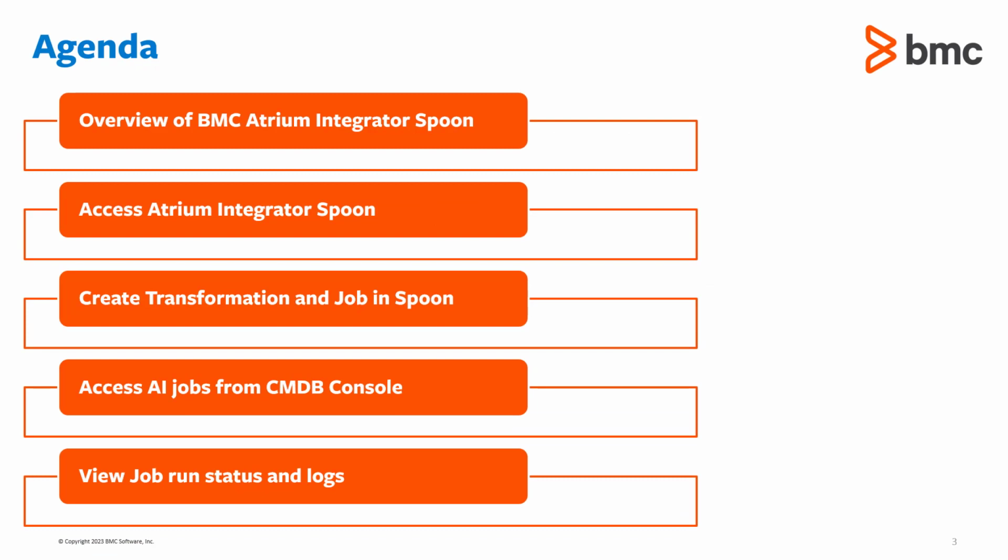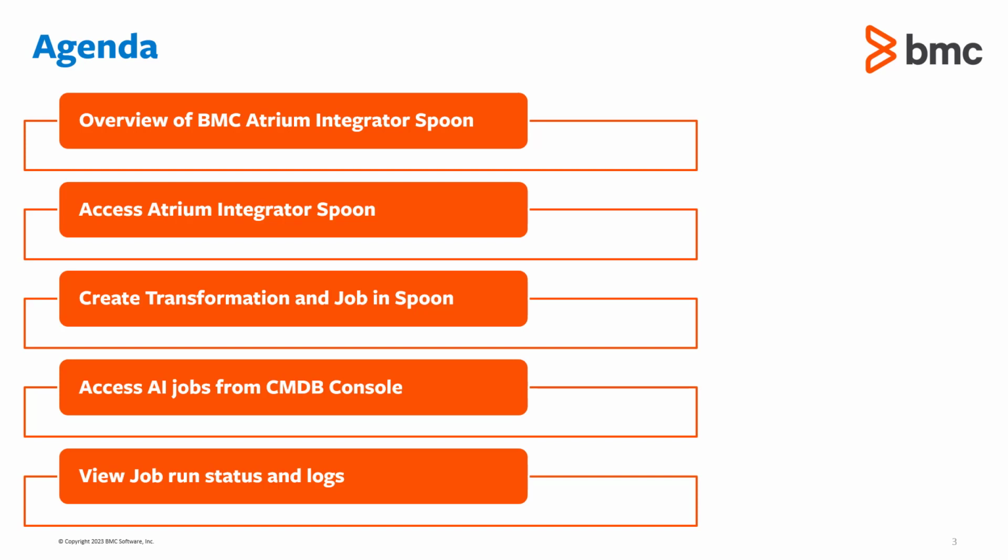In today's agenda, we will be discussing about Atrium Integrator in detail, its usage, how it is installed, and how we can run it manually or automate via CMDB UI. How do we access Pentaho Spoon client for creating or modifying an existing job? Working on a demo to show a job and transformation creation along with the data load into CMDB computer system class. Using CMDB console to access AI jobs and schedule it for automation. How do we monitor job run status and logs if there is any failure to the AI job?